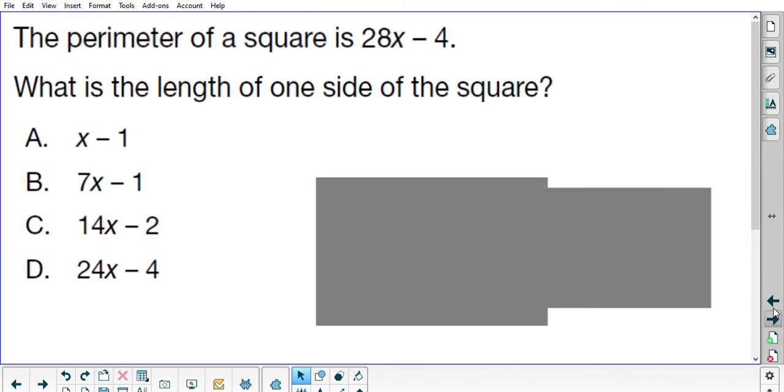All right, let's do a much more interesting problem. Let's throw in the idea of perimeter. Perimeter of a square is 28x minus 4. What is the length of one side of the square? Well, I hope you remember what perimeter means. Perimeter is not area. This is not the idea of length times width. Perimeter is the distance around a shape.